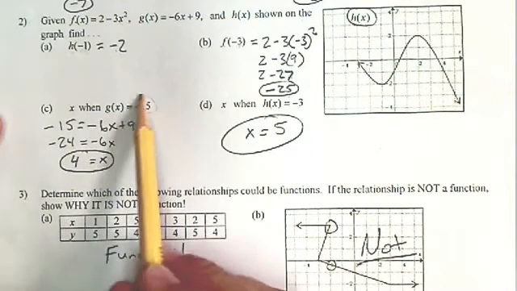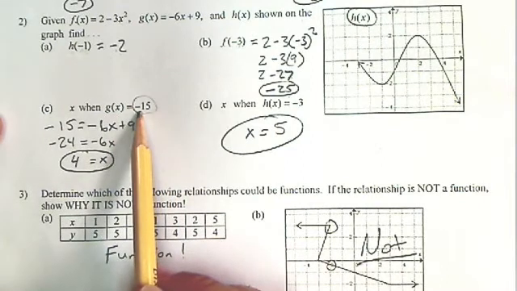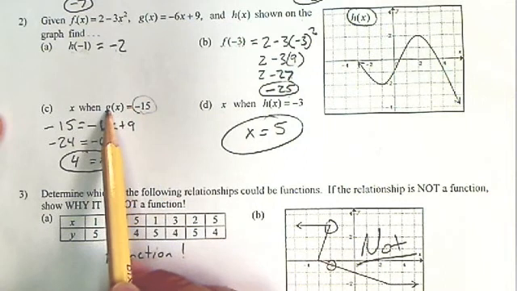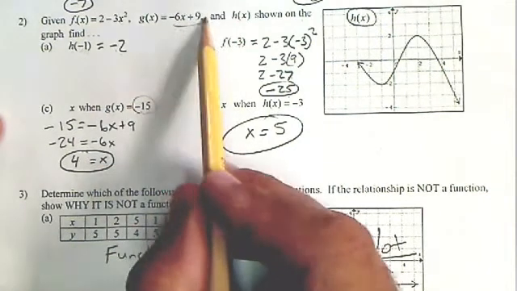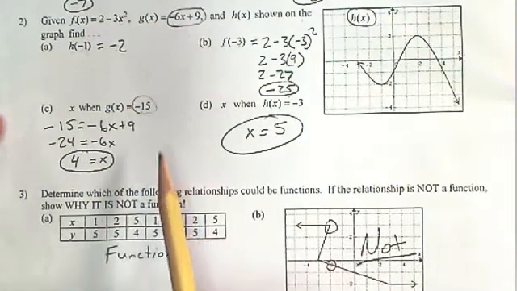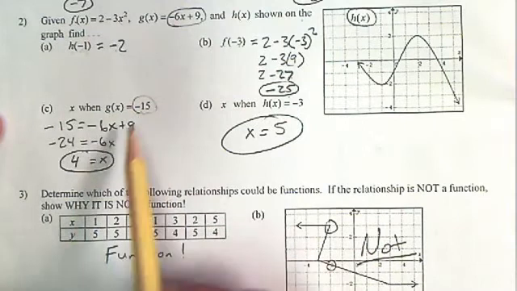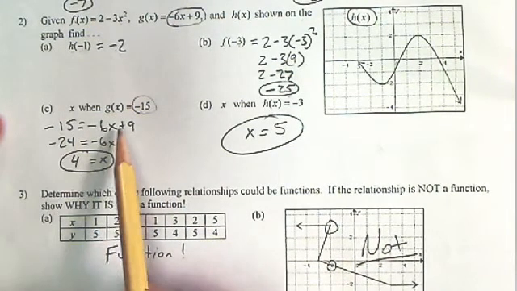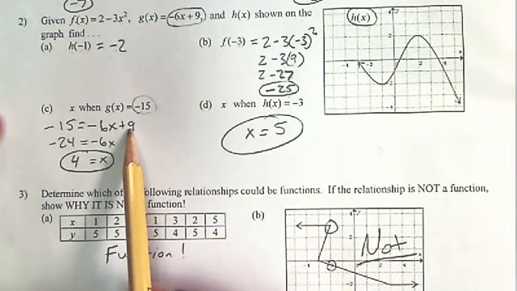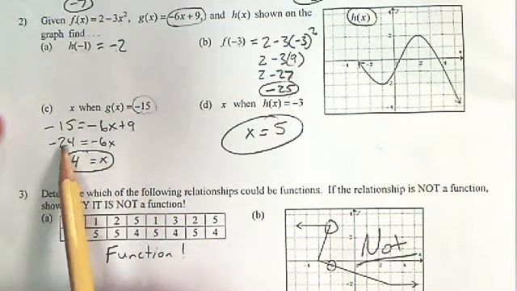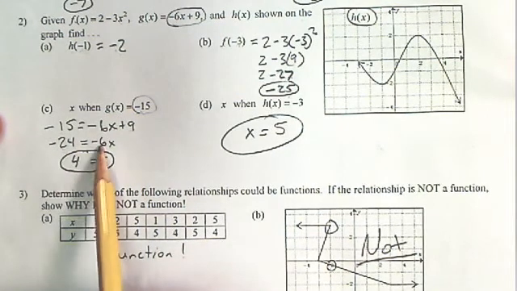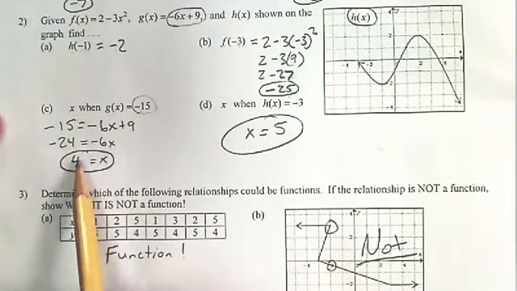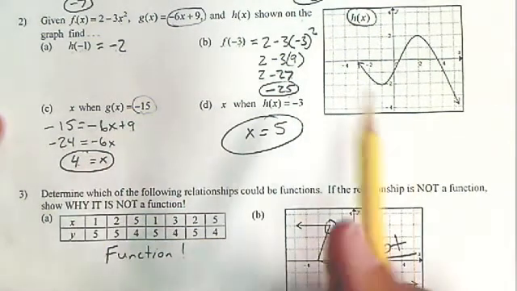Now my output is negative 15 for g of x. So g of x is equal to this guy. So I'm going to plug in negative 15 as my output and find my input. So I subtracted 9 from both sides. So that gives me negative 24. I divided by negative 6 on each side, and I got 4.